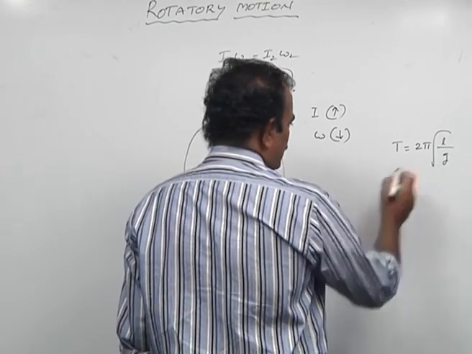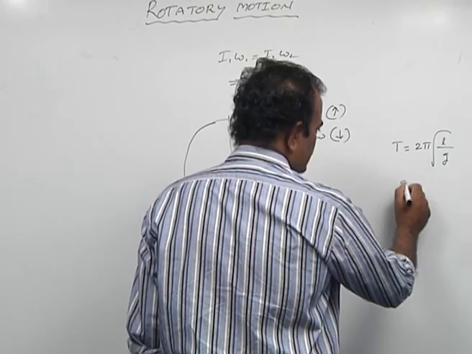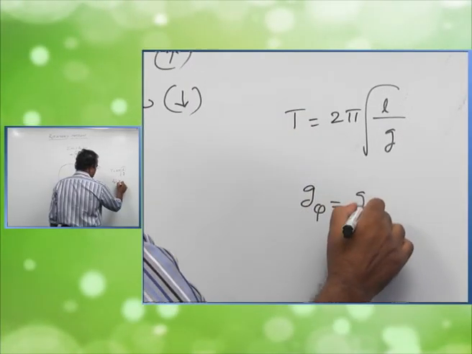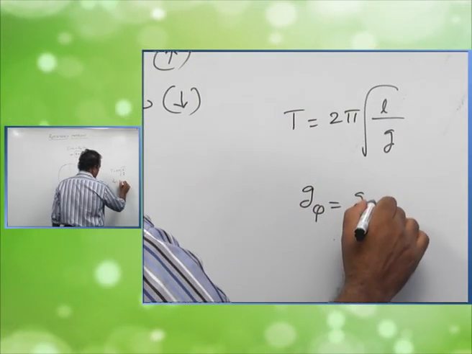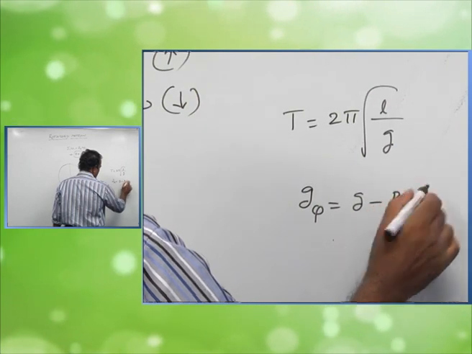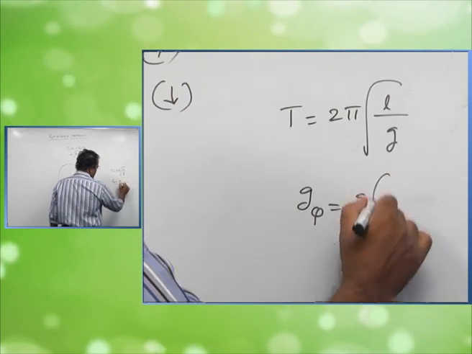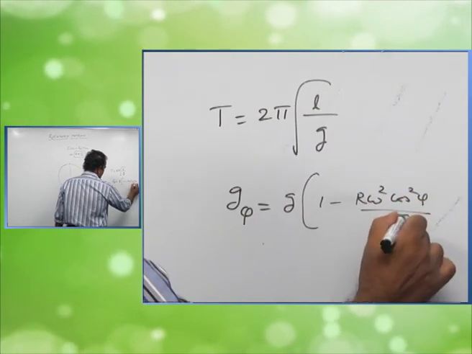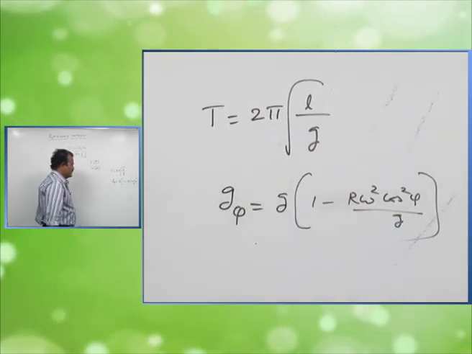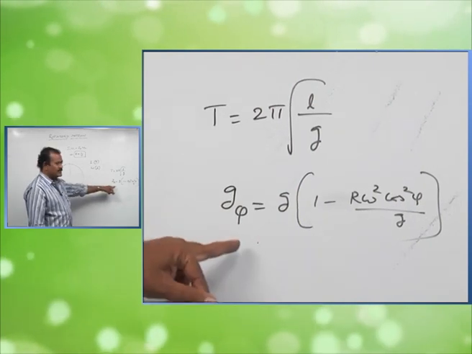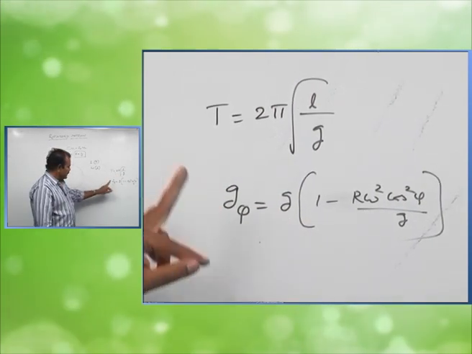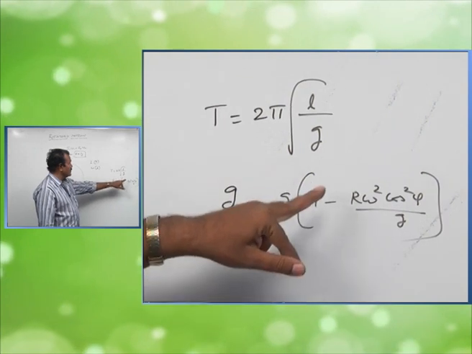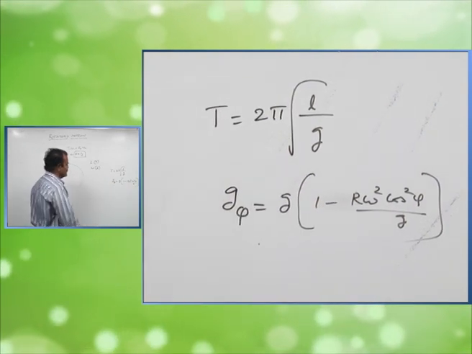Already you know that g phi is equal to small g into 1 minus r omega square. Actually the formula is g phi equal to small g into 1 minus r omega square cos square phi by small g. This is the general formula based on latitude that comes in gravitation: g phi is equal to small g into 1 minus r omega square cos square phi by g.